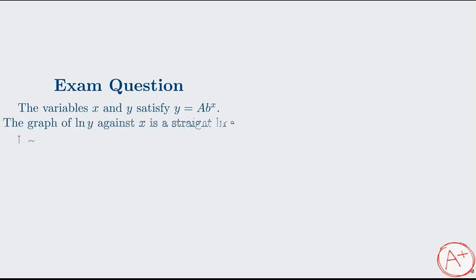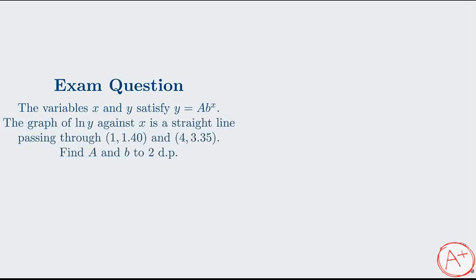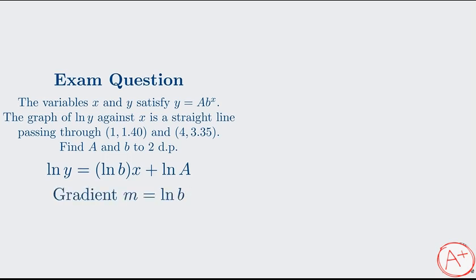The variables x and y satisfy the relationship y equals a times b to the power x. The graph of natural log y against x is a straight line passing through 1, 1.40, and 4, 3.35. Find the values of a and b, giving your answers to 2 decimal places. First, we identify the model. It is exponential because x is in the power. We apply our linearization. In this form, the gradient of the line is natural log b.